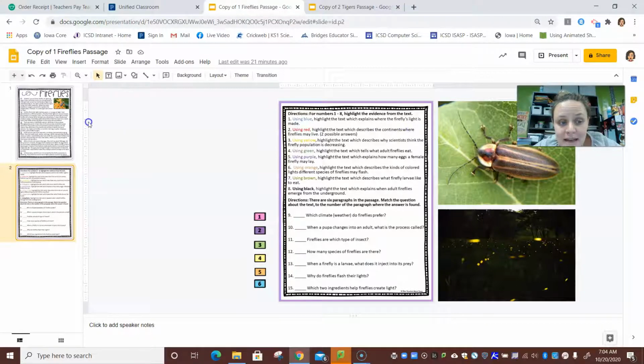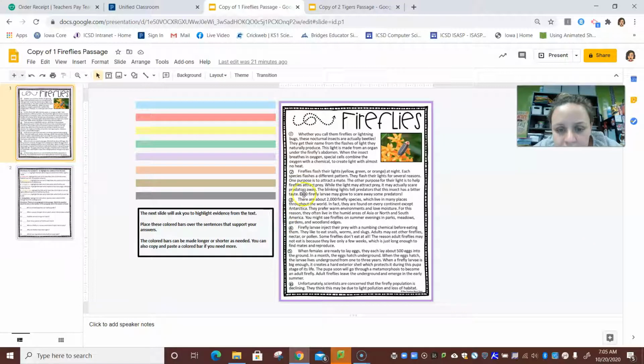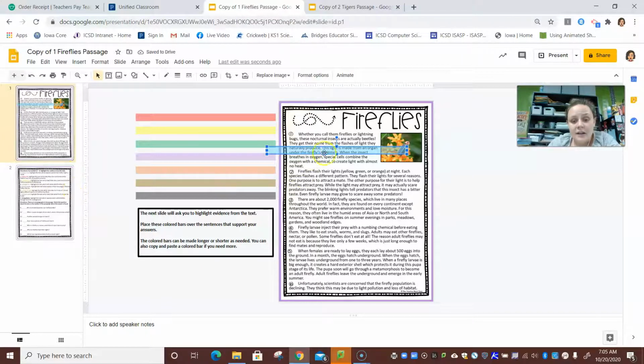So let's go back in here, and I remember closer to the beginning, it says, they get their name from the flashes of light they naturally produce. This light is made from an organ under the firefly's abdomen. And then it goes on to explain their chemical properties. So we're going to take this blue and we're going to put it about the part about the abdomen. Okay? So we found evidence here that they're trying to explain why a firefly, in the first paragraph, actually lights up, where that light comes from, and we found out where this happens and how it happens.